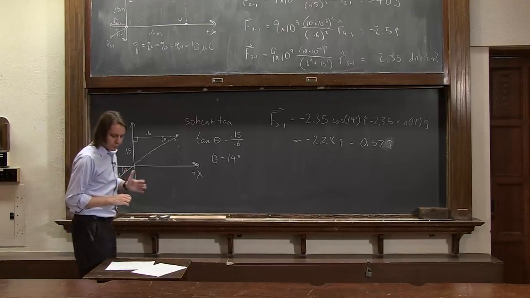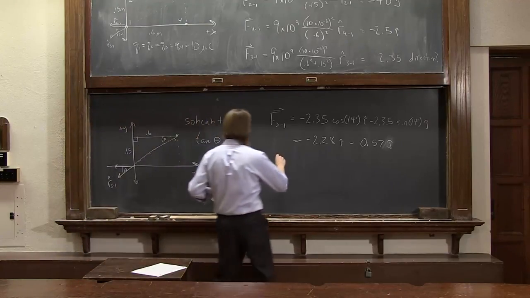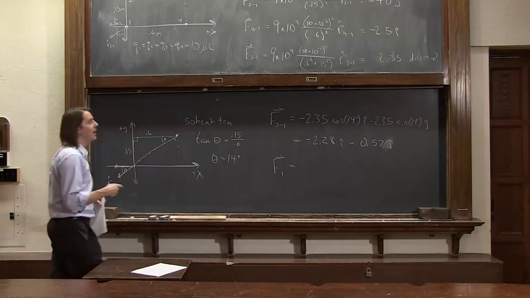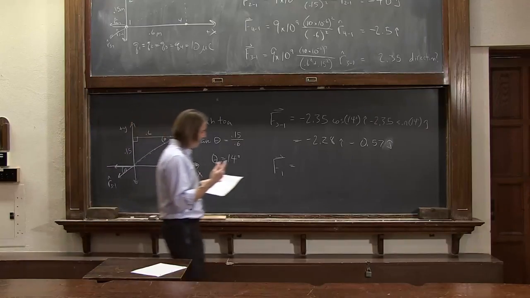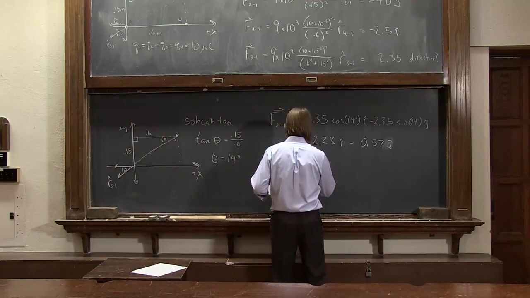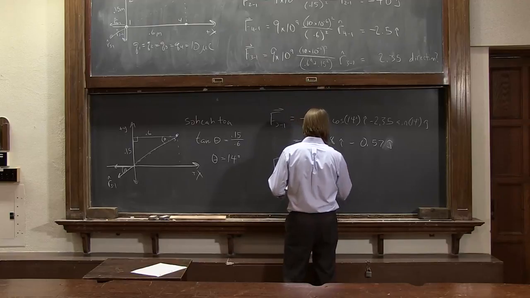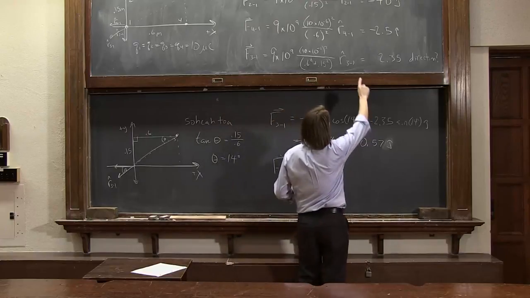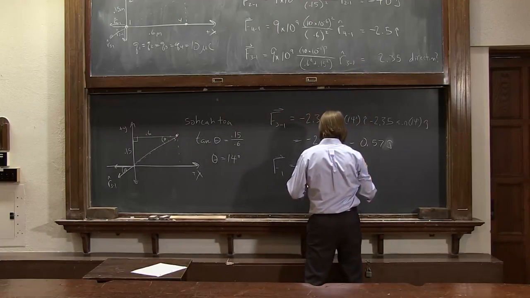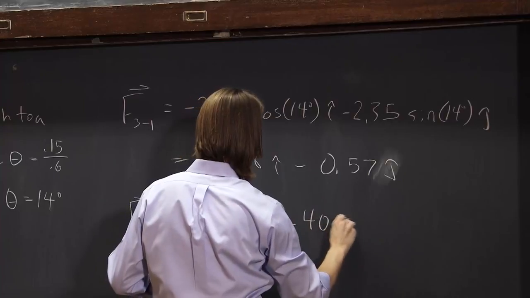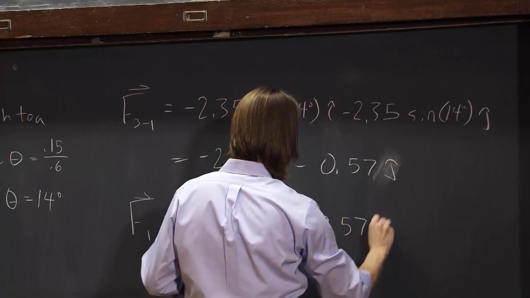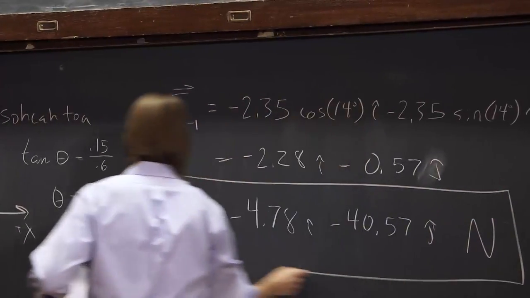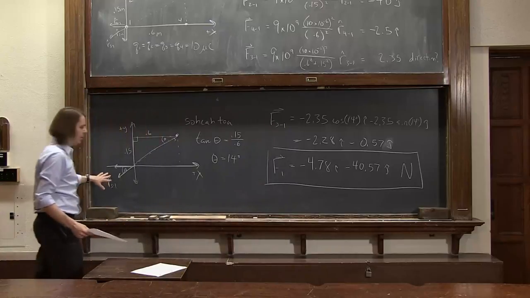So now you do the entire sum. So you say F1, and you just go through and you add up the I hat part of each of those vectors, and I'll give you the numbers. The answer is minus 4.78 I hat, and then you add up all the j hat numbers. The minus 0.57 and the minus 40, and you get minus 40.57 j hat. And the whole thing is, of course, newtons. So that's the final force on charge 1.